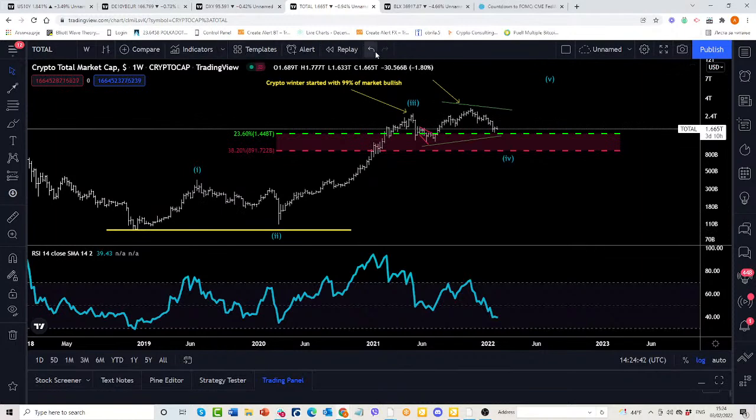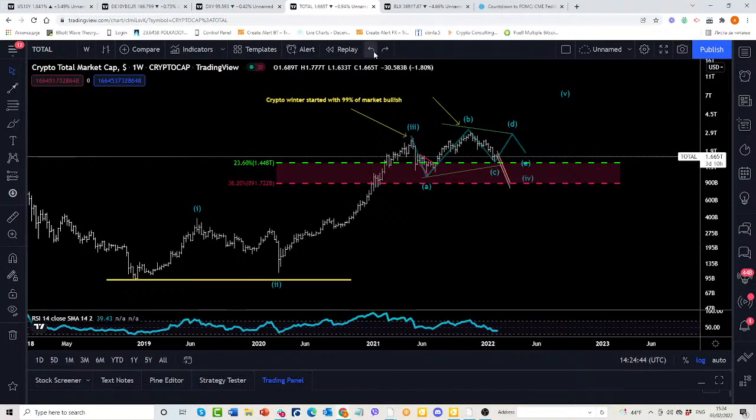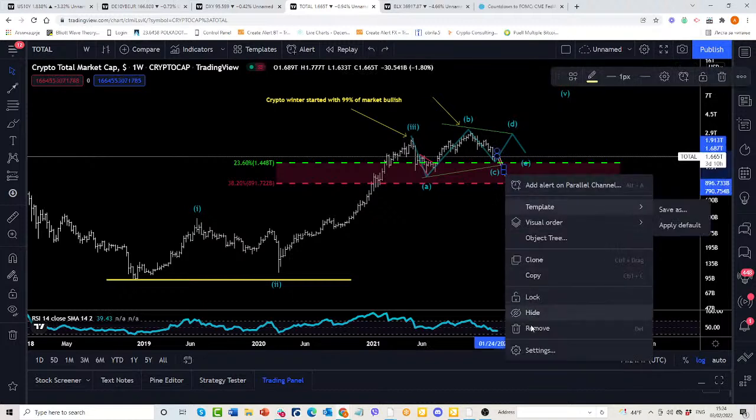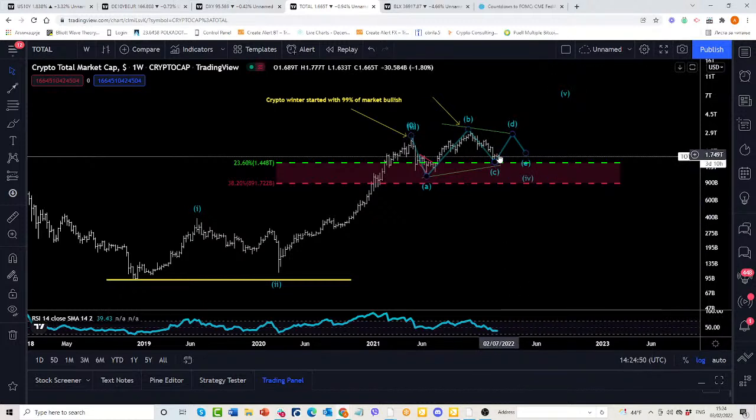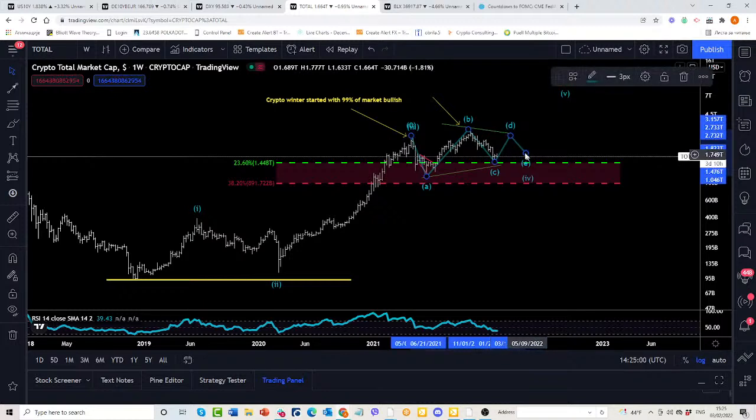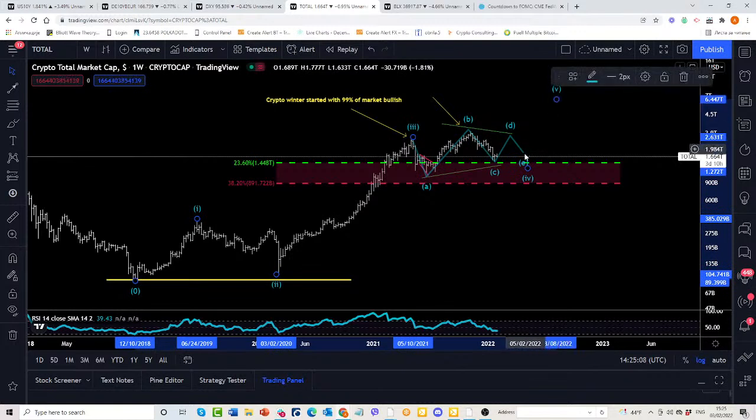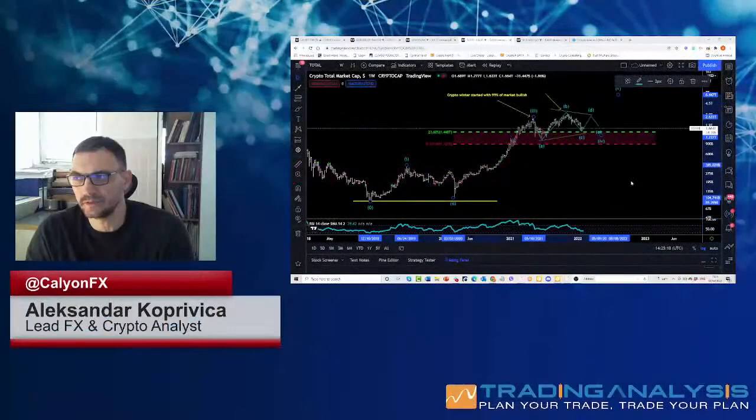We should be focused on the possibility of a triangle, and that would be confirmed if we see the market cap moving above 2.2, 2.3 trillion, especially if we see three waves on the upside. That will be a confirmation that we are in wave D. We're going to have a little bit more downside in a wave E, and off we go. We can see the expansion in the crypto total market cap to around 4 to 6 trillion, depending on where the targets for wave 5 would be.